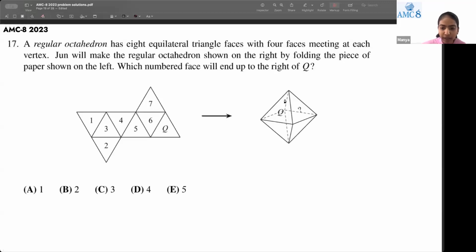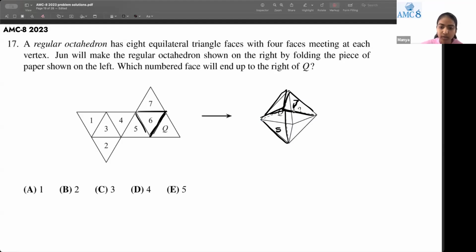So this is Q right here, and one of the edges which meet with Q is 6. So we know that 6 meets with Q, and by using folding, we must know that 6 must go here, because 6 is on the left of Q. All of the edges that meet with 6 are 7, 5, and Q. Q is right here. That means that 7 must go in the back, right there, and 5 must go right here, since the edges that meet with 6 are right there. So 5 must go down there.